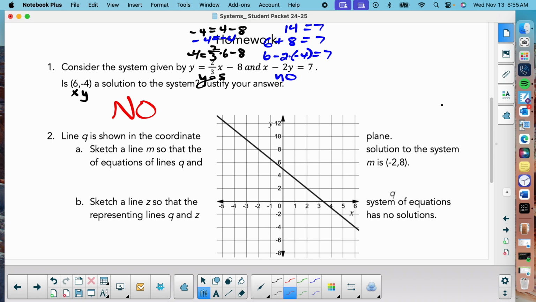It says line Q is shown in the coordinate plane. This is where it's super annoying. Sketch a line M so that the solution to the system of equations of lines Q and M is (-2, 8). What is it asking us to do?